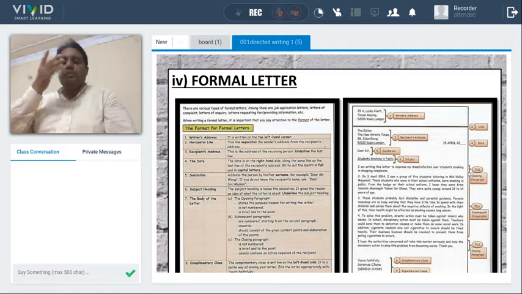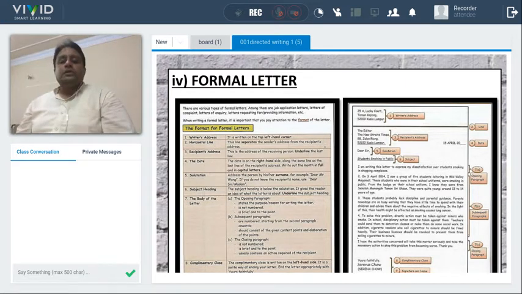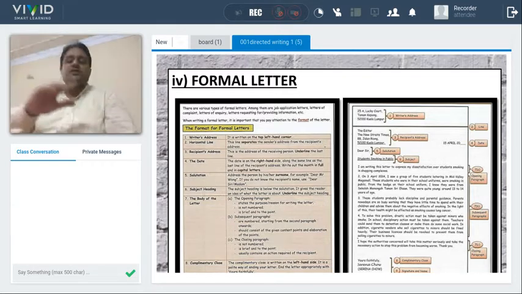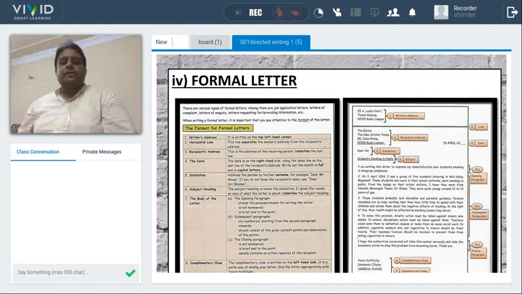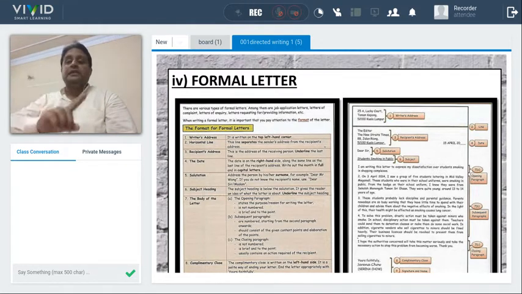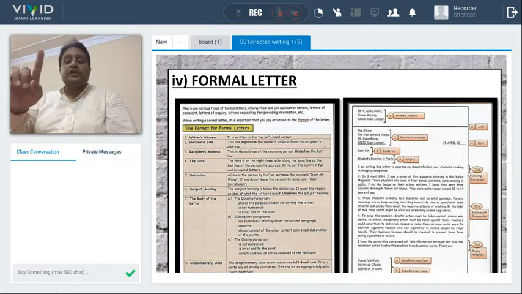Let me share with you the organizational pattern of these 5 paragraphs. I would like you to note it down, please. Number one, the first paragraph, as I told you before, must contain the purpose and situation already given in the question.